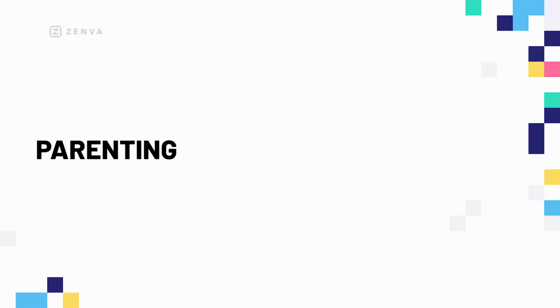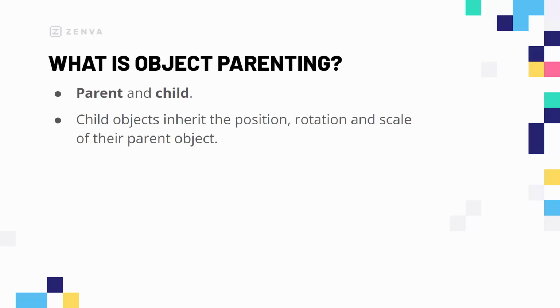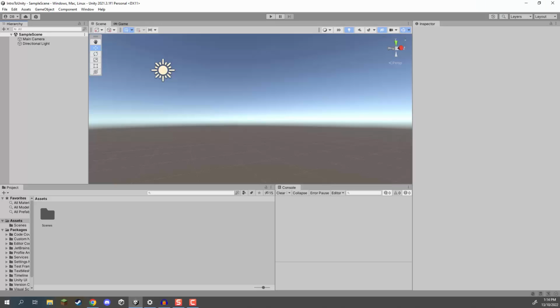In this lesson, we are going to be looking at parenting inside of Unity. Now, also known as object parenting, this involves two terminologies, parent and child. Now, the way parenting works is that you have a parent object which can have children objects, and these children objects inherit the position, rotation, and scale of their parent. So let's hop over into Unity right now and have a look at how we can set this up.